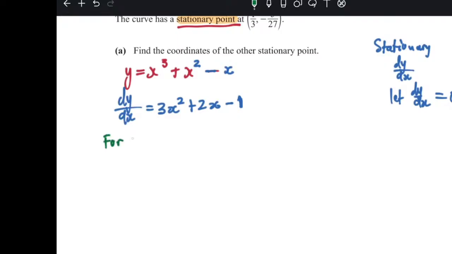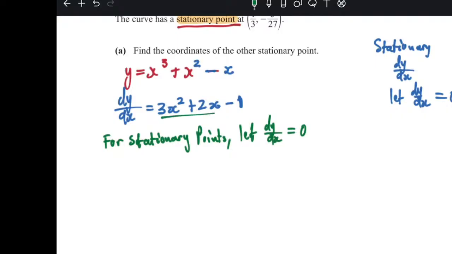For stationary points, this is you now. You have seen that word, so you're not thinking about anything. Don't change my order. I want you to say, for stationary points, let dy dx equal to 0. What is your dy dx? This one. So you're going to say 3x squared plus 2x minus 1 is equal to 0. The dy dx, we've made it equal to 0.